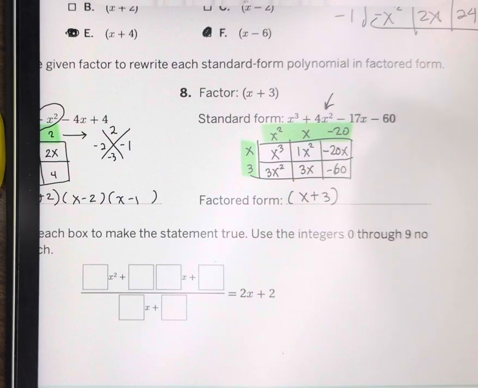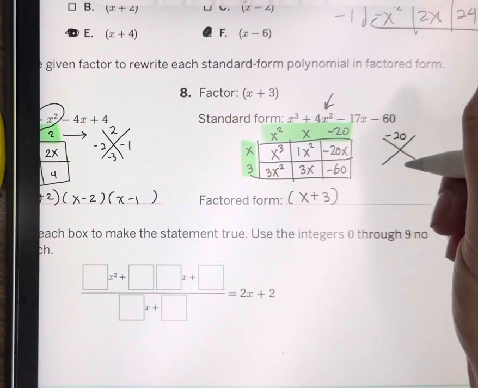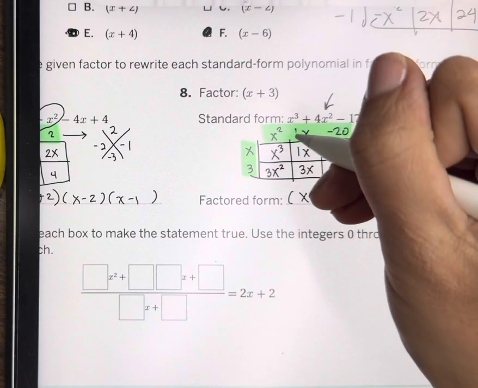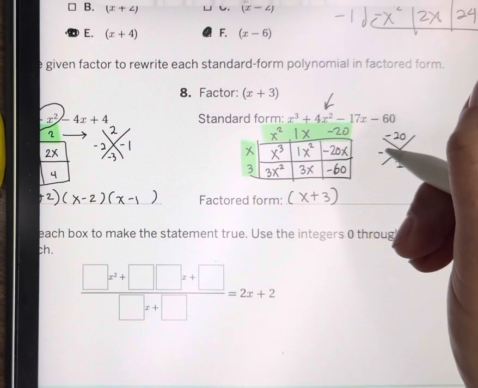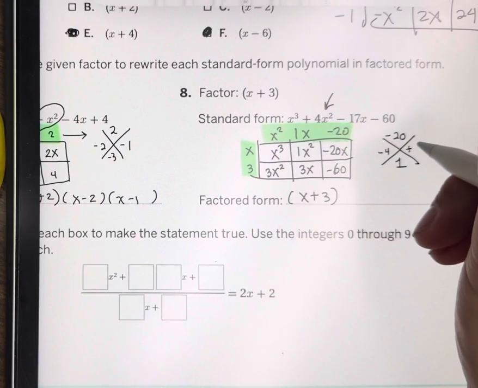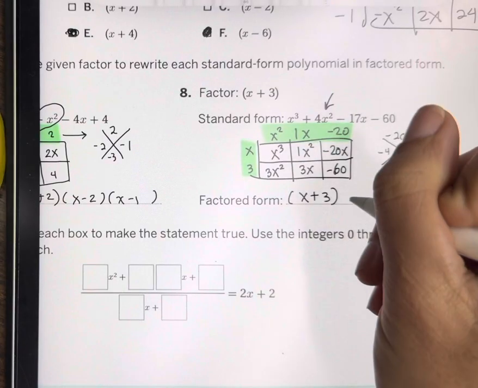However, this, we've got to be suspicious that it might factor still, because I'm thinking I can multiply to make negative 20 and add to make 1. I can. I'll prove it. Negative 4, positive 5. Does it all.